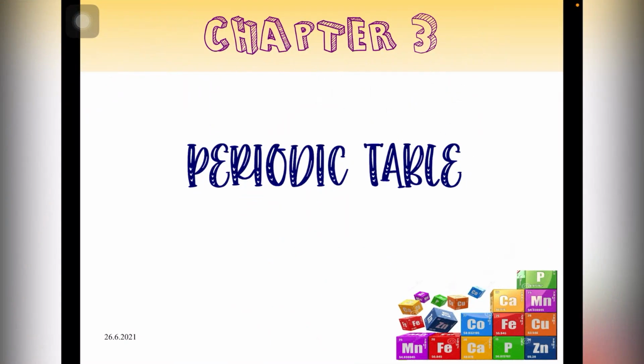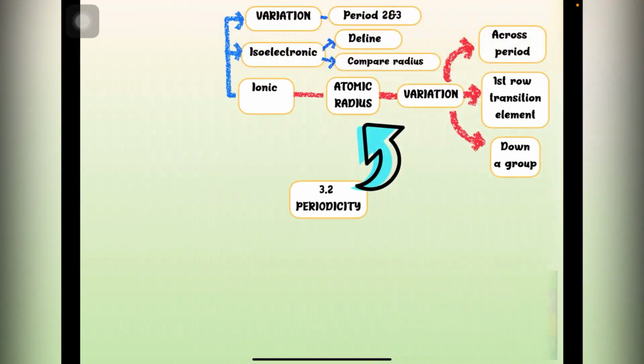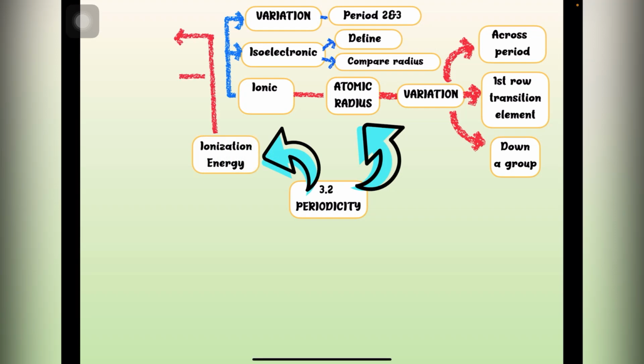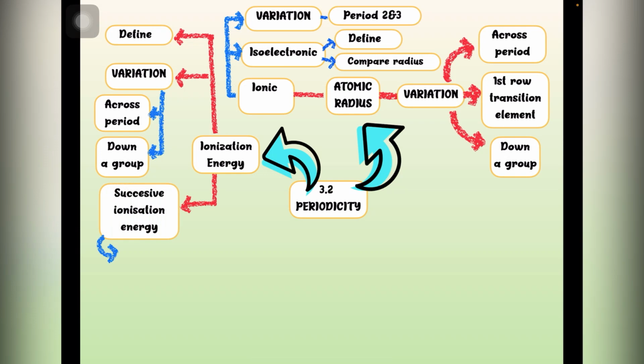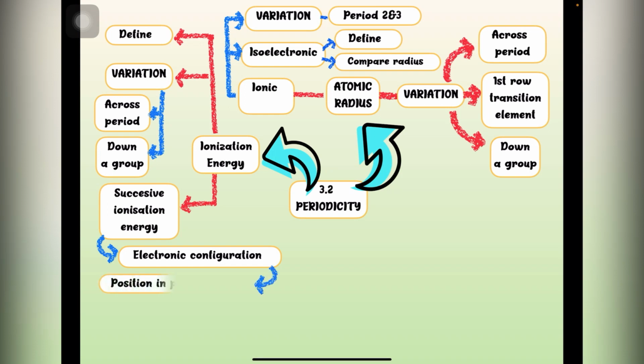On Chapter 3, Periodic Table. In 3.2 Periodicity, next you will learn about the ionization energy, where you have to give the definitions and know the variations across a period and down a group. Next, you will see the successive ionization energy. It is used to determine the electronic configurations and the positions of the element in the periodic table.